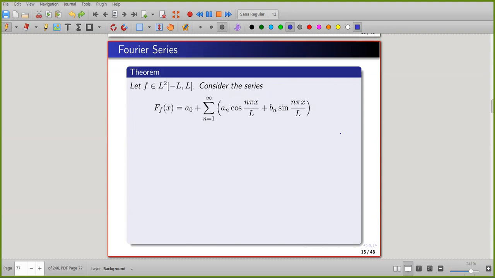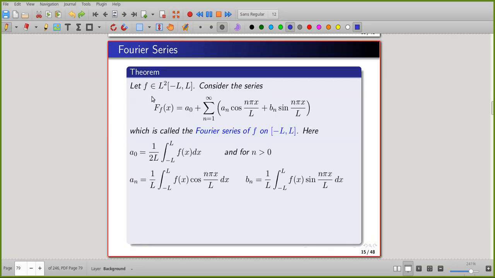I denote the series by capital F sub f. I'll call it the Fourier series of f. This is defined to be a0 plus summation n equal to 1 to infinity of an cos(n pi x by L) plus bn sin(n pi x by L). I will tell you how to get these numbers a0, an's, and bn's. This is exactly like we did in the Fourier-Legendre case or the Fourier-Bessel case. But this is called the Fourier series of f on minus L comma L.